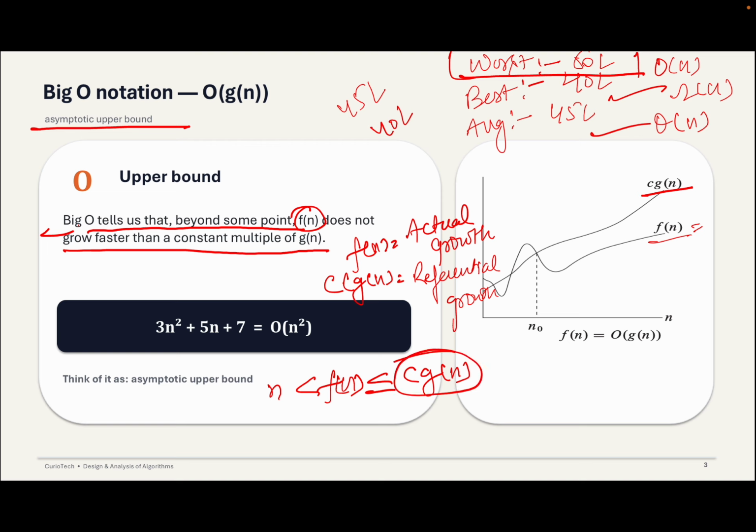Imagine if I tell you that a student will never score more than 100 marks. I am giving you the upper limit here. So that is big O notation, when you get the upper limit.